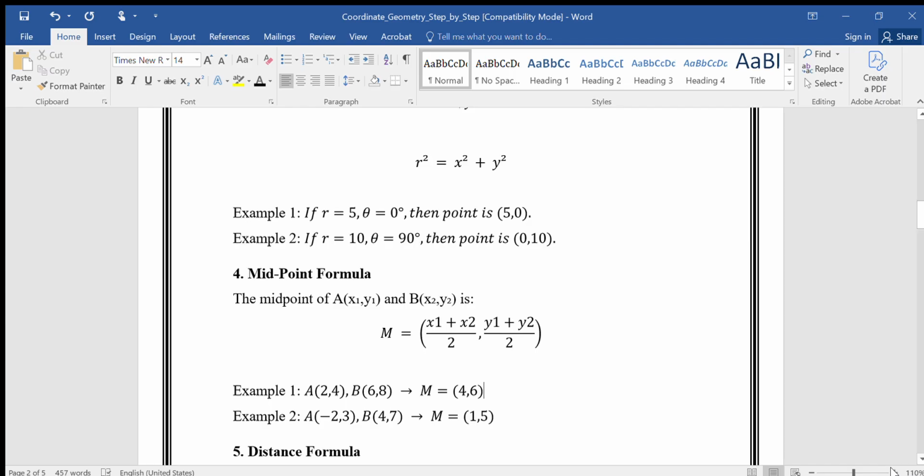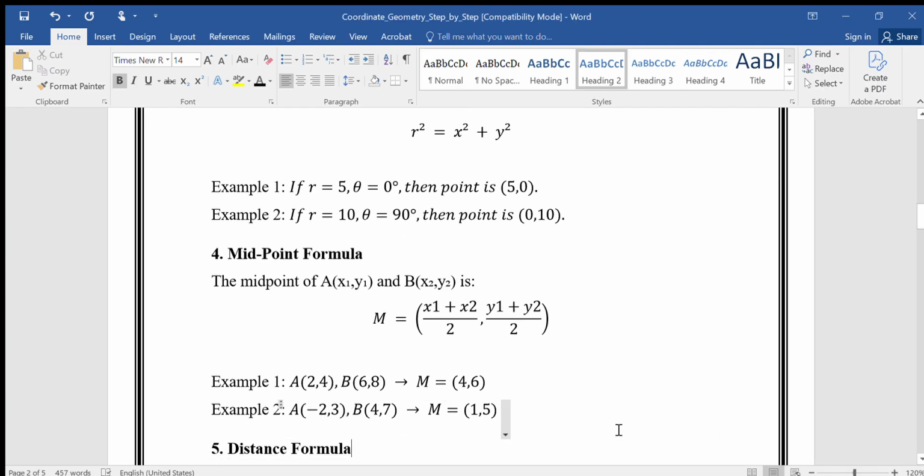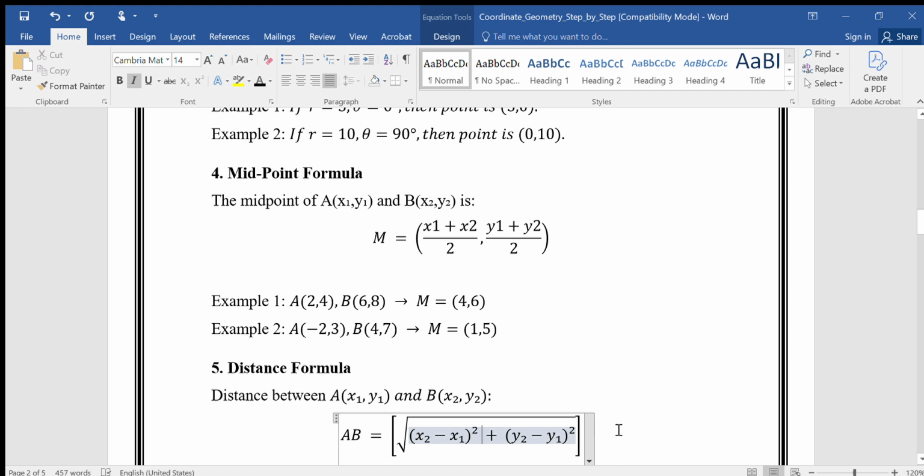Next, you have the distance formula. For point A (x1, y1) and B (x2, y2), the distance AB is equal to the square root of (x2 minus x1) whole square plus (y2 minus y1) whole square.